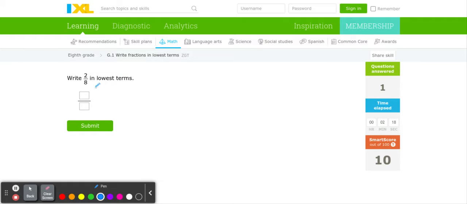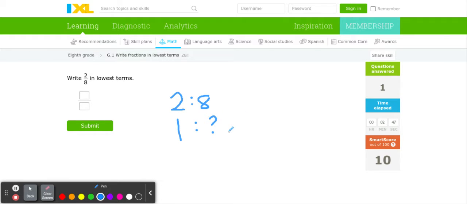Write 2/8 in its lowest terms. Now we're going to do this a little differently from last time. This time we're going to write it as a ratio. Ratios are the same as fractions, the same thing, except they're written in a different form. Now we have 2 to 8, and we just have to find what is 1 to question mark.